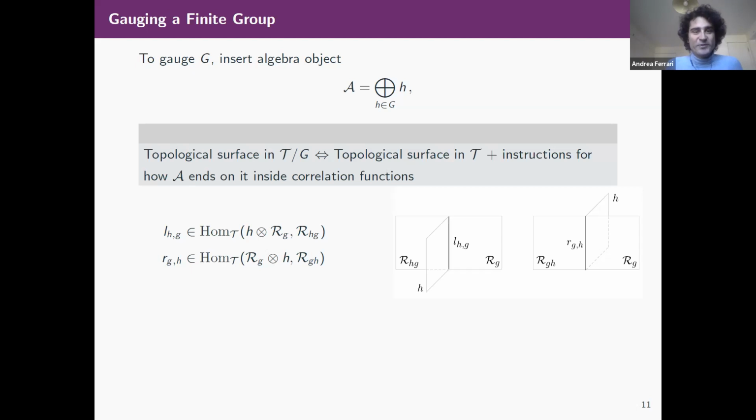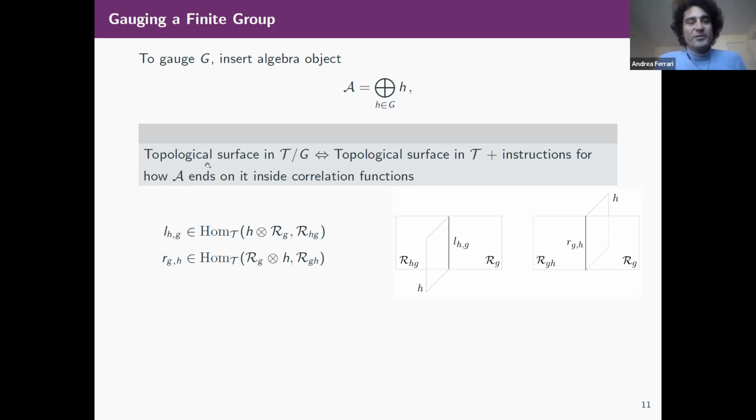Now we want to take this setup and actually gauge G. So how can we do that? One way to do that is to insert an algebra object. It is basically the direct sum of a collection of elements in G. And then consider networks of this algebra object that, when expanded, will basically be equivalent to summing over background flat connections for the group we are gauging.